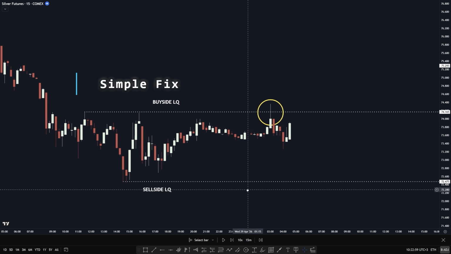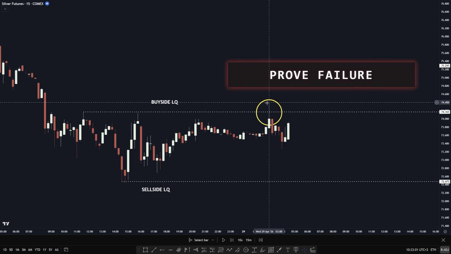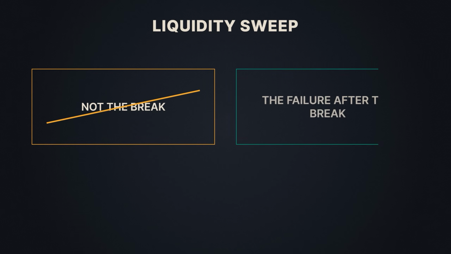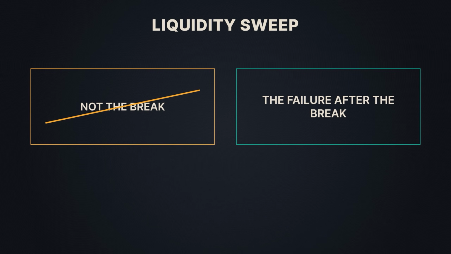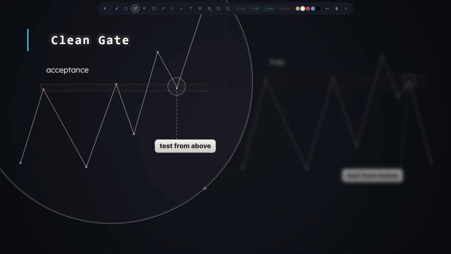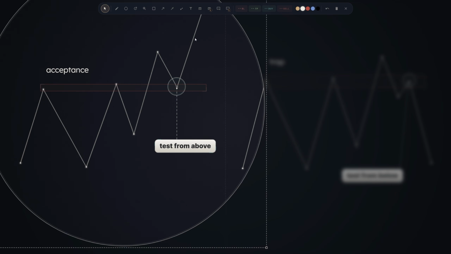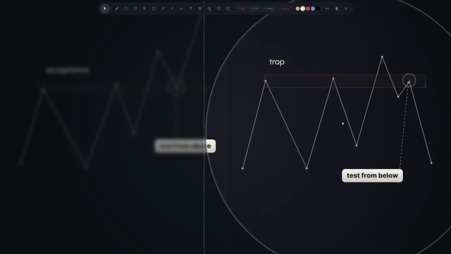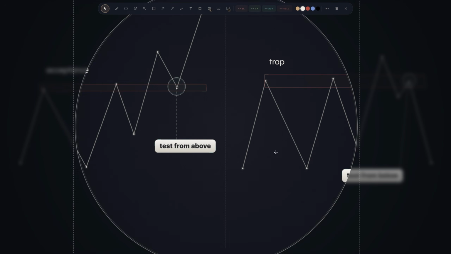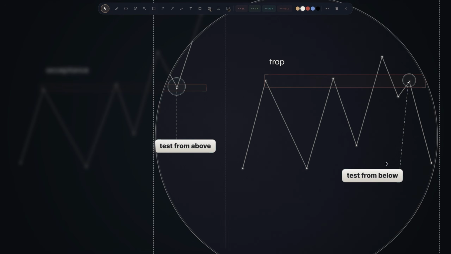The fix is simple. Don't fade the break until price proves failure. Remember this, a liquidity sweep is not the break itself. It is the failure after the break. Here is the clean gate. If price breaks a structural level and holds outside it, look for continuation. If price breaks and returns back inside, a trap just happened and a reversal is more likely.